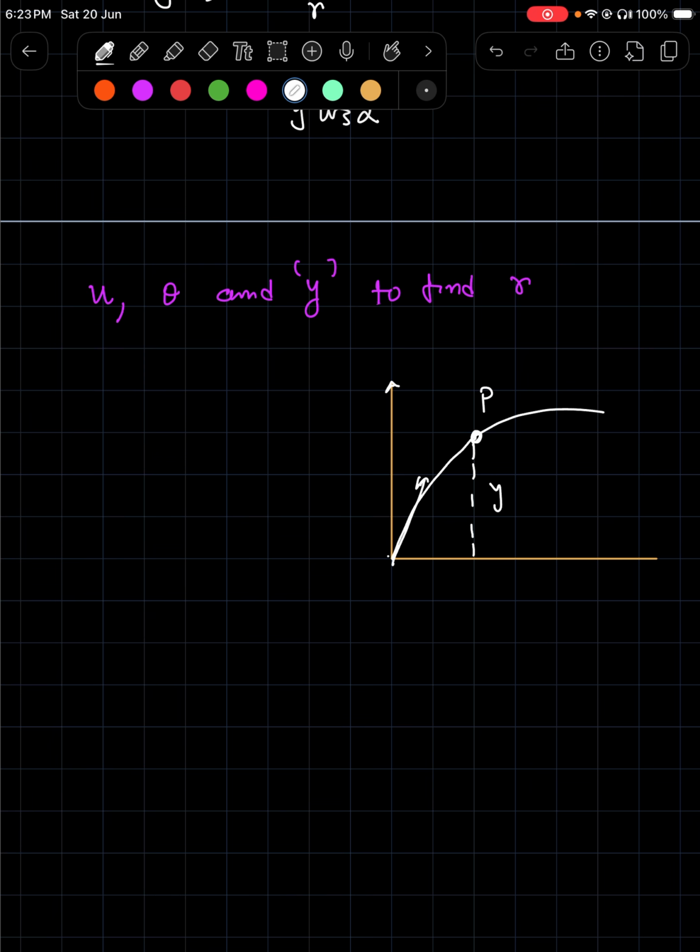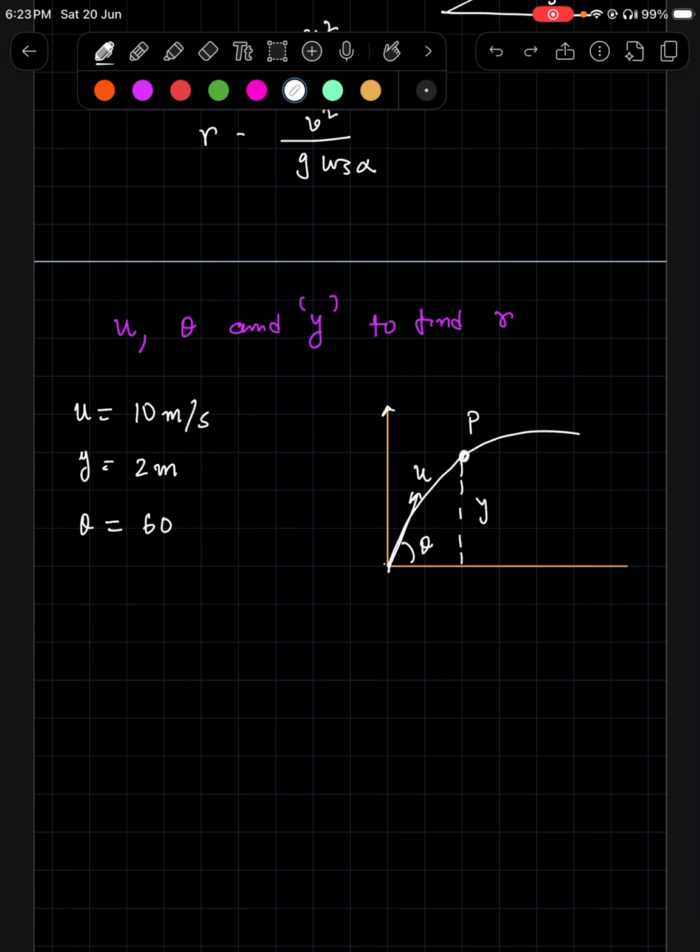So u is given. Now I'm going to take data. u is 10 meters per second. y is given, say, 2 meters. And the angle theta is given, say, 60 degrees. And we have to find the radius of curvature at the point P.